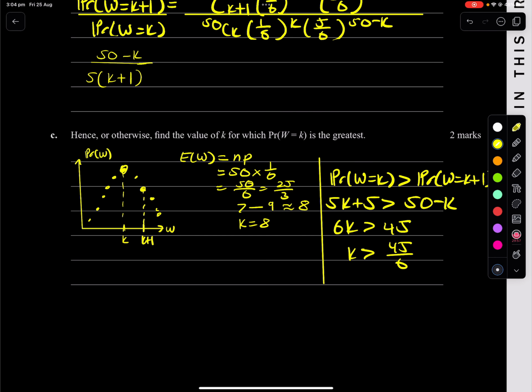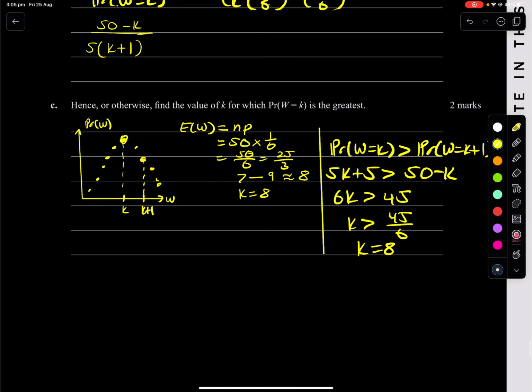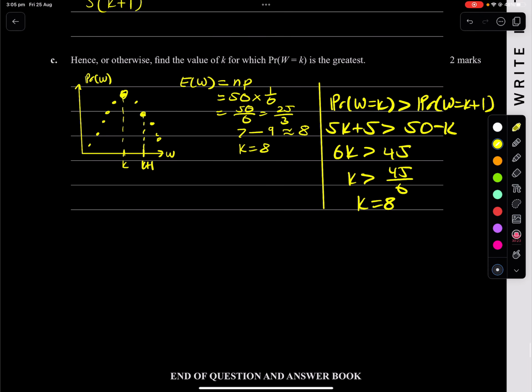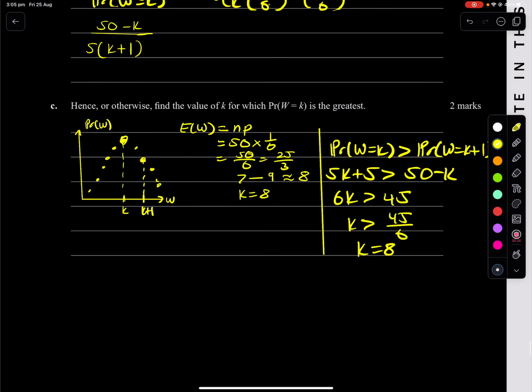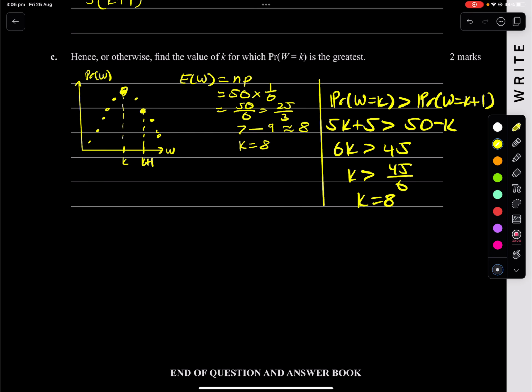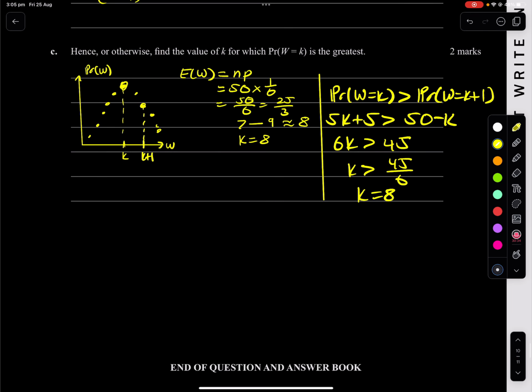What's that? 45 over 6. So 9 times 6 is 54. Yeah, so k must be greater than that. So it's pretty much k is equal to 8 for this one too. This is approximately nearly 8. Yeah, so that's another way you can do it. So k must equal probably 8 is where the probability is the greatest. That's another way to do it. Is there another way? Yeah, those are the two ways I would do this question. Not too sure if they are right.